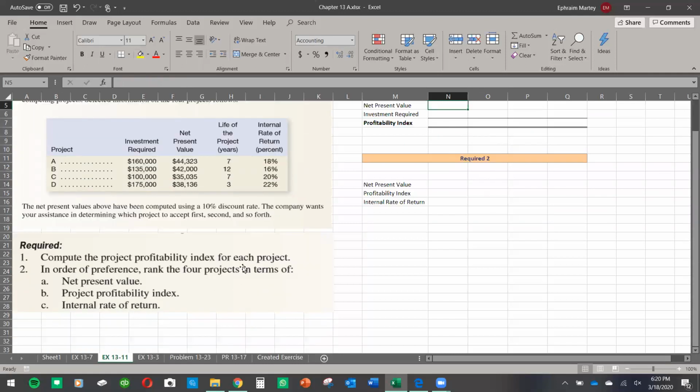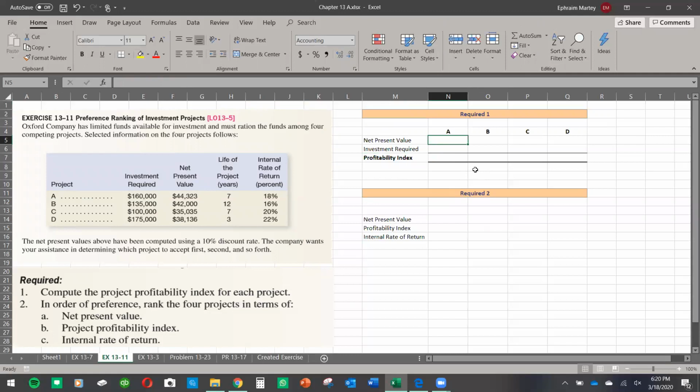Number 1 is to compute the profitability index. So what do we have? What is the net present value? You just type in 44,322. Yes, that's your net present value. What is the investment required with A? We need 160,000. Okay, now net present value divided by investment required. This divided by that will give us 0.28. Okay, great. We have that one.